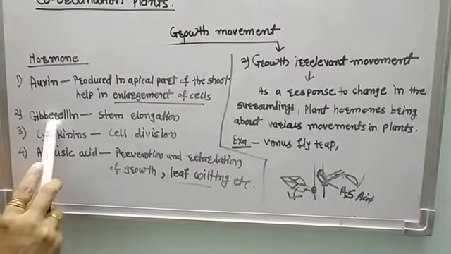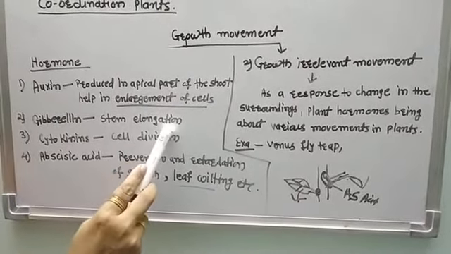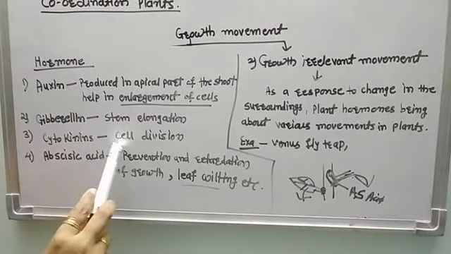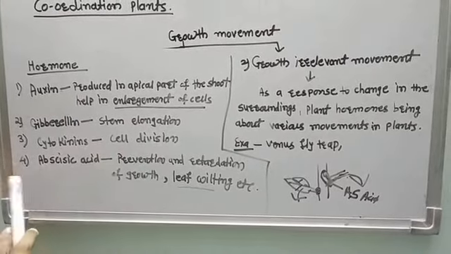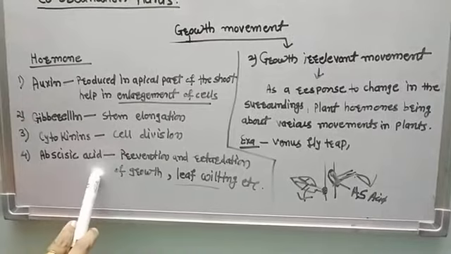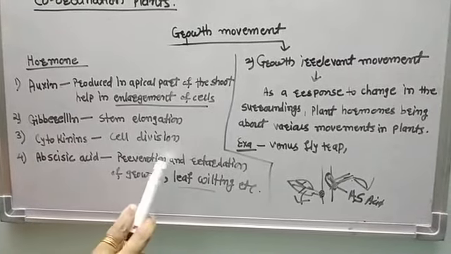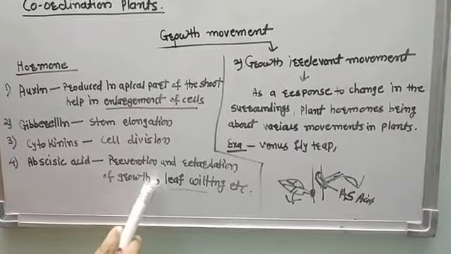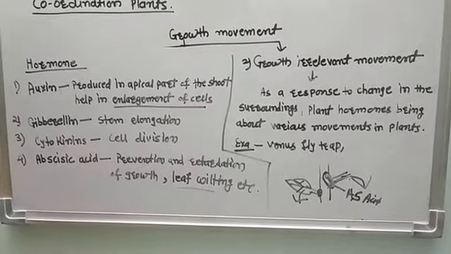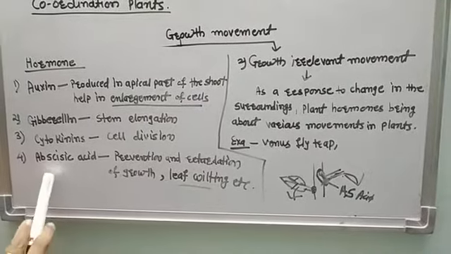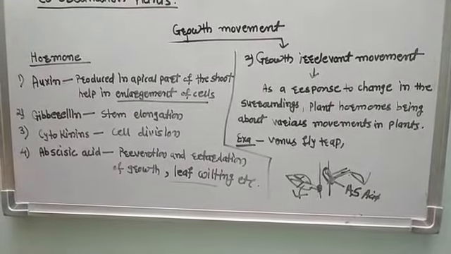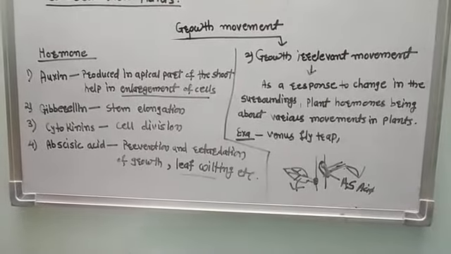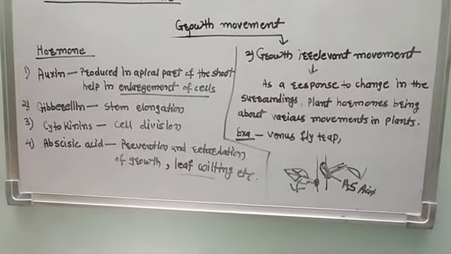Then gibberellin, it is responsible for stem elongation. Then cytokinin, it is responsible for cell division. And the last one is abscisic acid, which is responsible for prevention and retardation of growth, as well as for leaf wilting. It can also be carried out by abscisic acid. And all this information is given on page number 169.